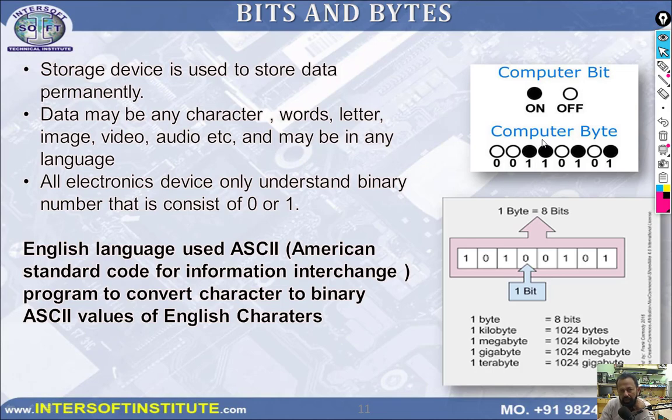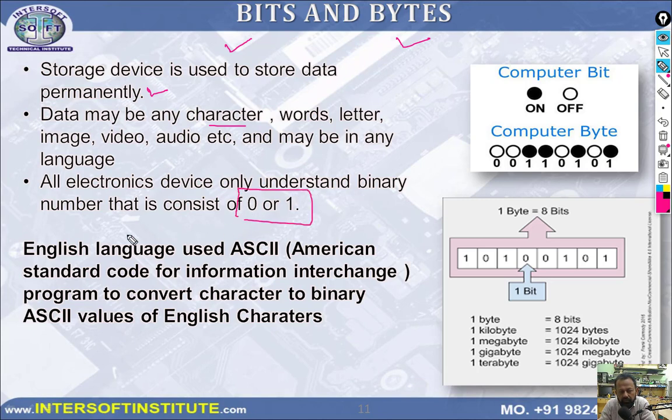Now we will see bits and bytes, binary digits. In a hard disk, how is the data stored? To understand the data process, we have to understand what a bit and what a byte is. A storage device is used to store data permanently. Data may be any character, word, letter, video, and all electronic devices only understand the binary digits 0 and 1.